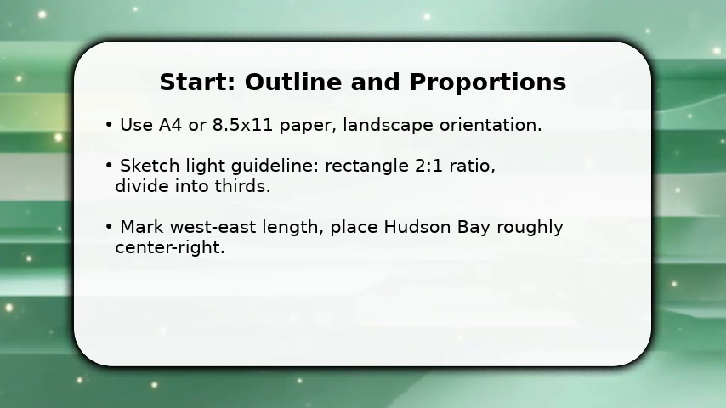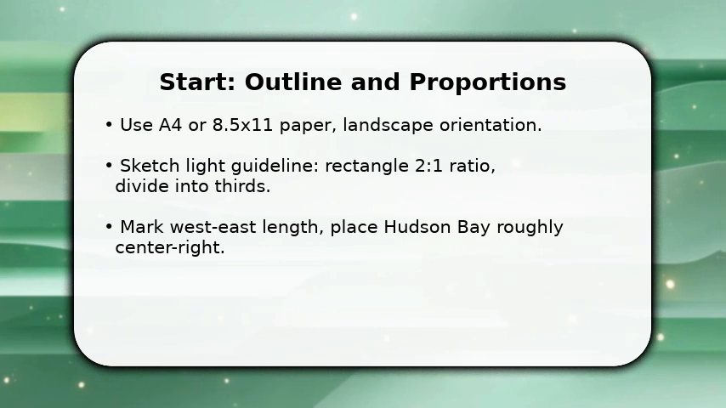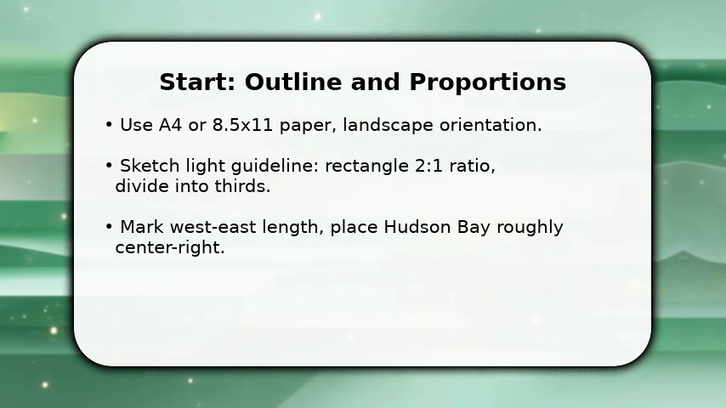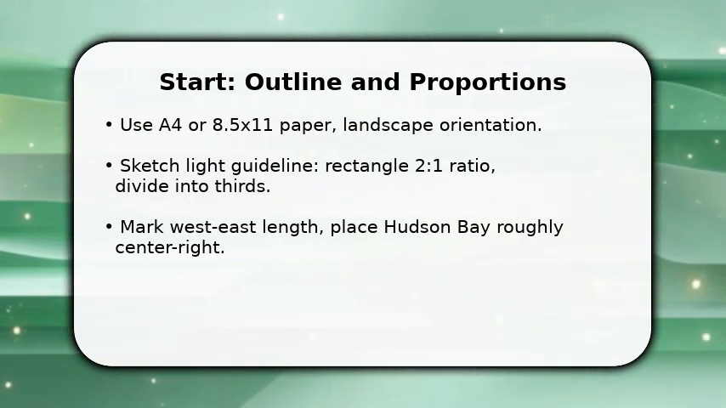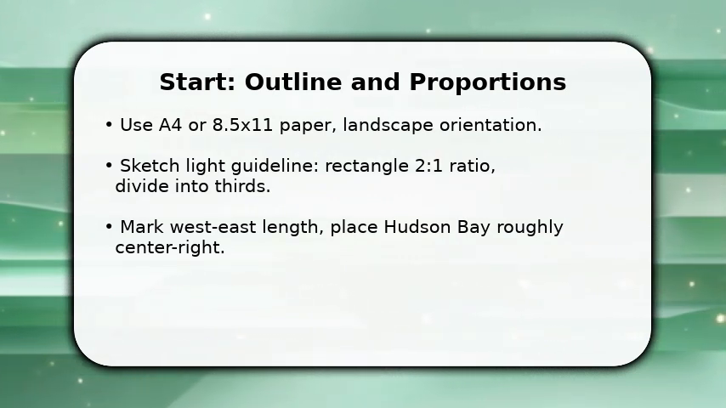Enjoy the video. You begin by blocking proportions so the rest looks right. Draw a horizontal rectangle about twice as wide as tall. This gives you Canada's long shape. Once done, divide that rectangle into 3 vertical zones to place the main provinces.